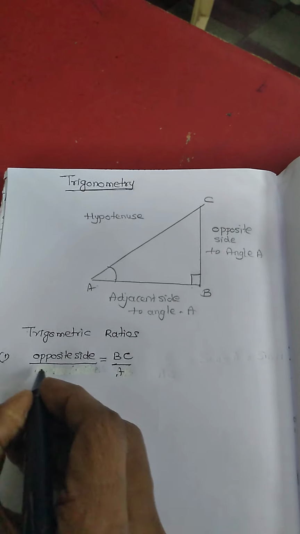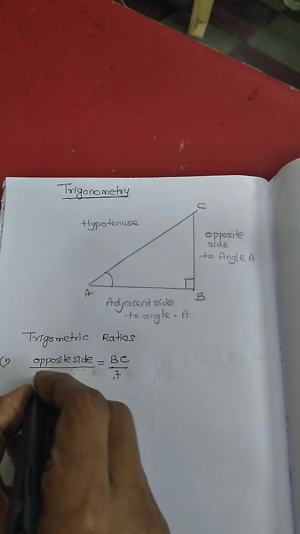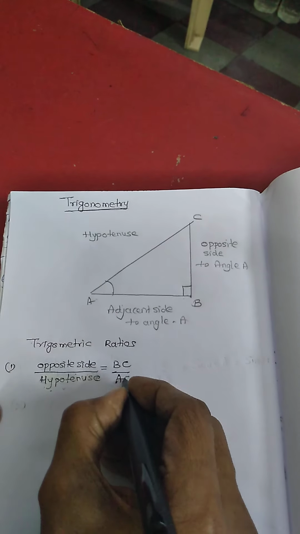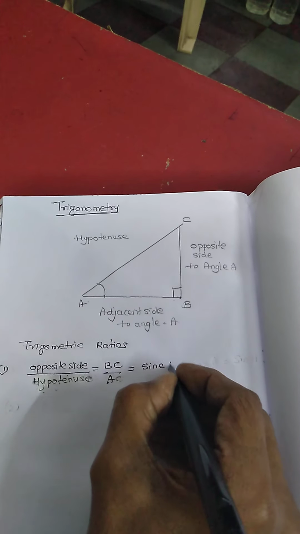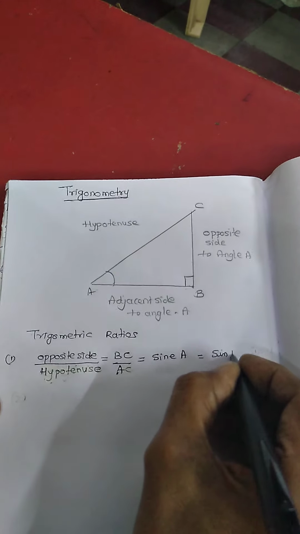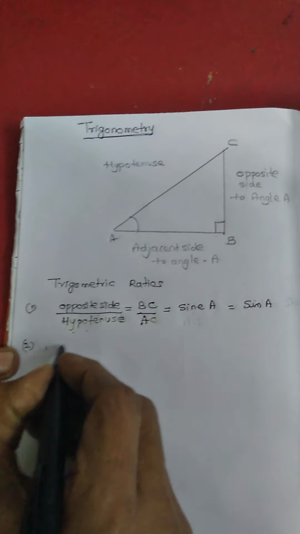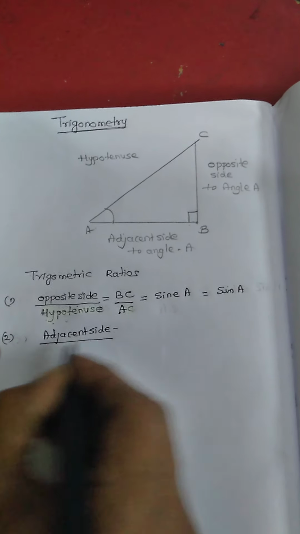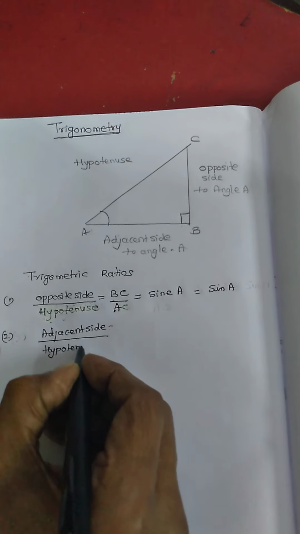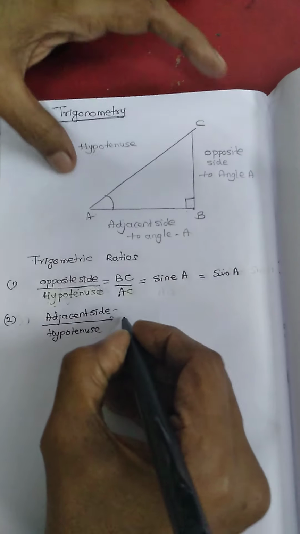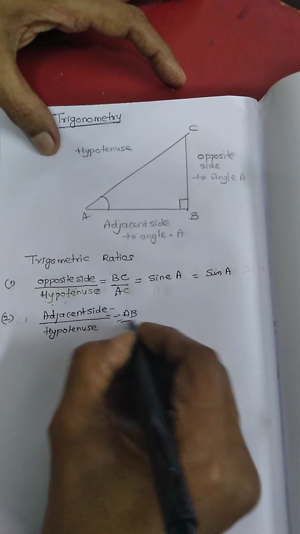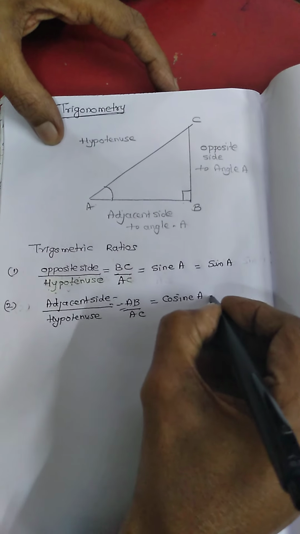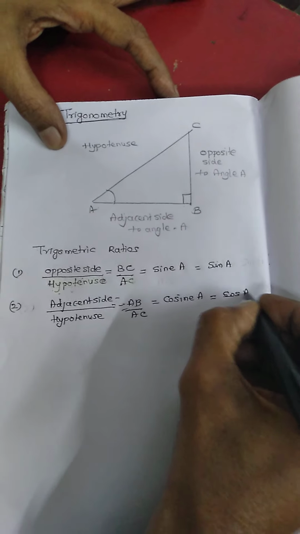First, opposite side by hypotenuse, that is BC by AC, is known as sine A, generally written as sin A. The other ratio, that is adjacent side by hypotenuse, that is AB by AC, is known as cosine A, generally written as cos A.